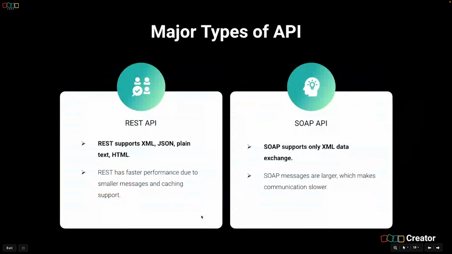There are several major types of API that are used. However, REST and SOAP are the most widely used types of API. REST supports XML, JSON, and plain text as an exchange of a request. However, SOAP API supports only XML data exchange. Compared with the SOAP API, REST API has faster performance due to the smaller messages and caching support. And SOAP messages are slower and larger, which makes the communication slower.